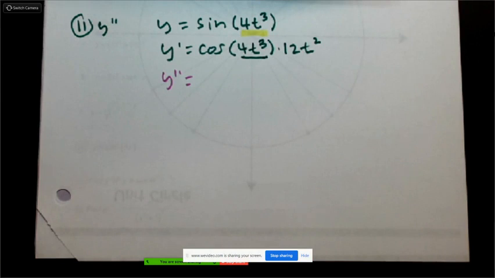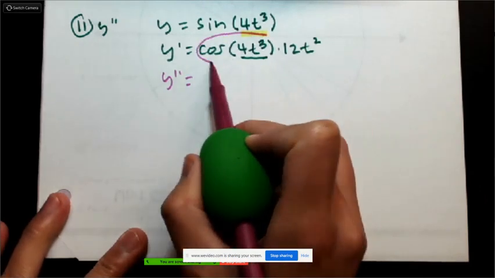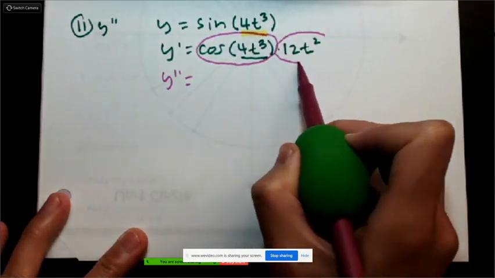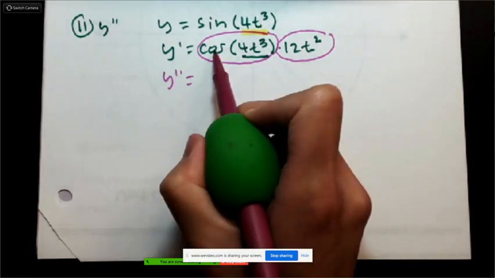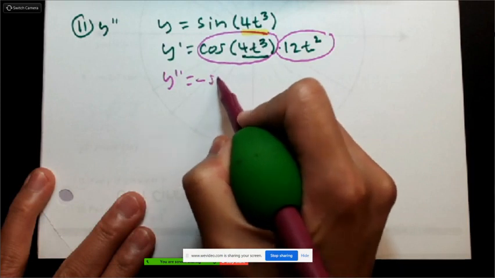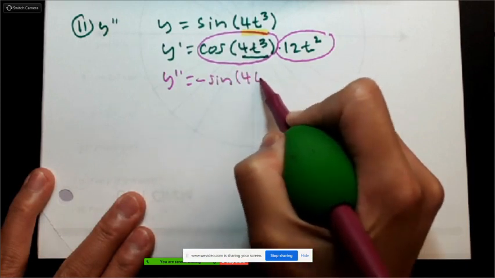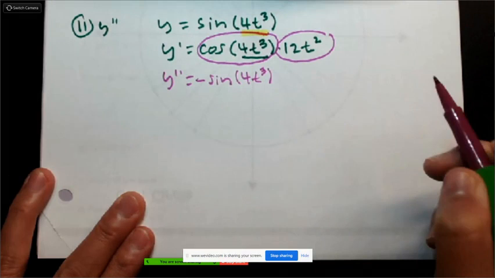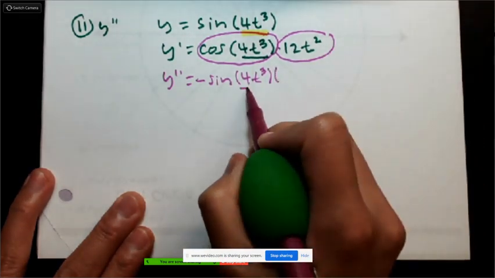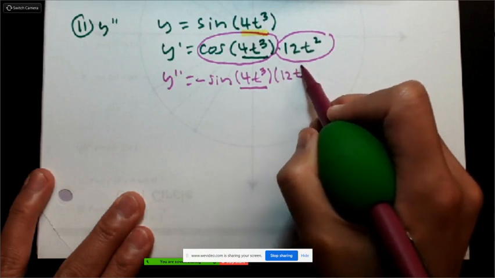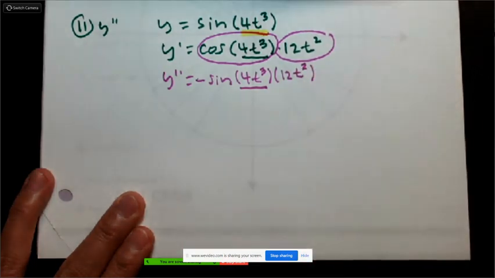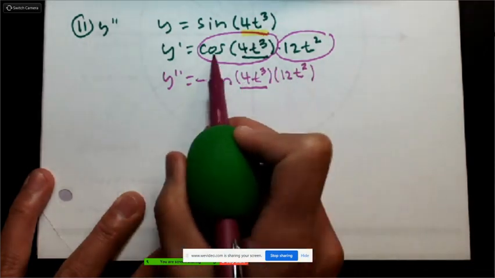Okay, looking at this. How many of you guys see product rule right off the bat? I see a product rule. This guy is lumped together, and this guy is on its own. So our product rule says derive the first one. So cosine derivative is who? Negative sine. We keep the inside, but since I have the chain rule, I need to now multiply by the derivative of the inside, which is 12t squared. Is everybody with me?